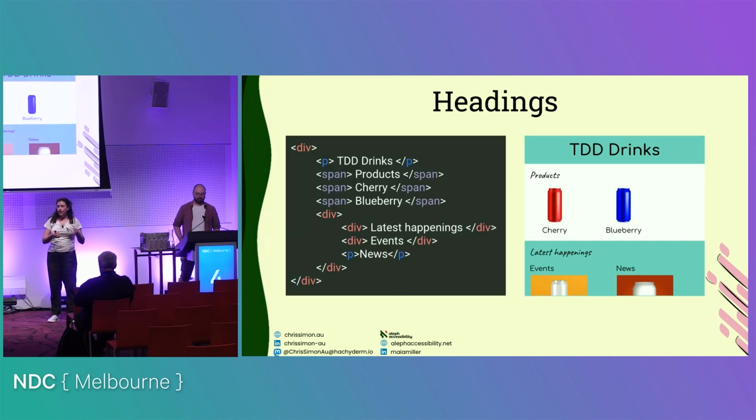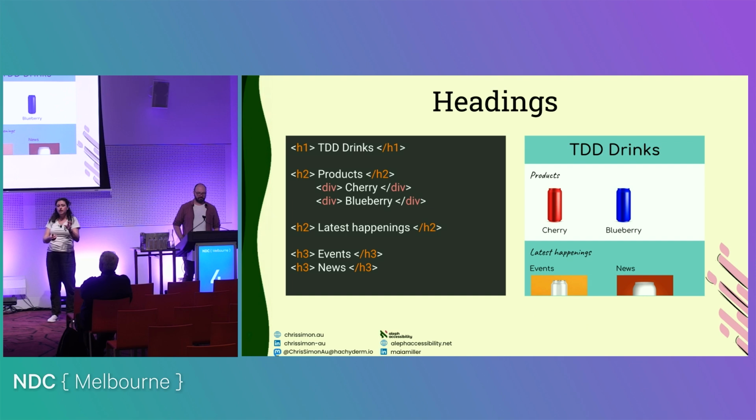So when we're talking about headings, visually, I have on screen a drinks page. And so when I visually scan the page, I can get a sense of what this page is about, which is TDD drinks. We've got some products, and we've got some latest happenings. But if you look at the code, if we're just using a bunch of divs and spans, it doesn't really communicate that in the same way. All the content is there, but the HTML itself isn't communicating what the logic of the page is. As opposed to if we're using headings, and we're using headings properly and structurally, we start to get a clearer picture of what the headings are and what the different elements on the page are.